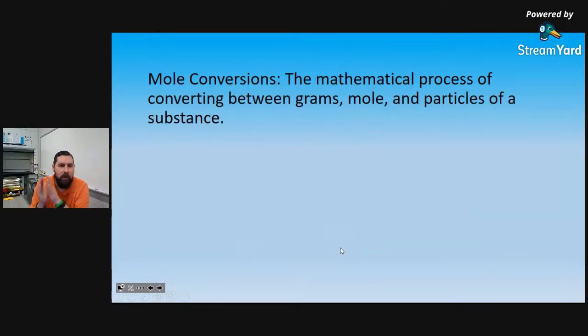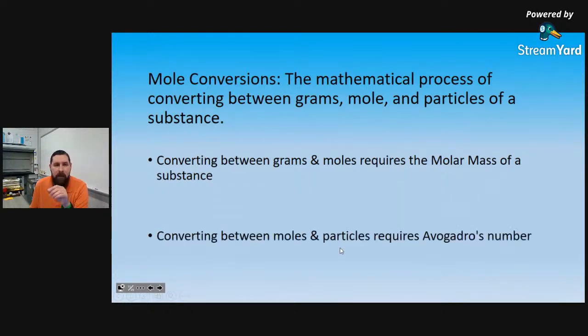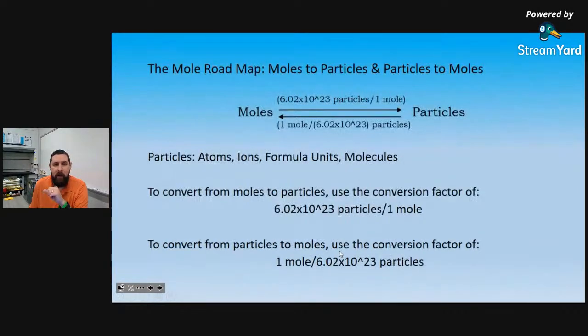To get you back into it, just a quick reminder that mole conversions is just the mathematical process of converting between grams, moles, and particles of a substance. Again, when we go grams to moles or moles back to grams, we're needing that molar mass, which was covered in a previous video. So if you haven't watched that yet, please go back and do so and learn how to calculate the molar mass of a substance and why it's important. Additionally, when we're going between moles and particles, we're going to be using Avogadro's number. And again, there is a video on that you can go back and watch.